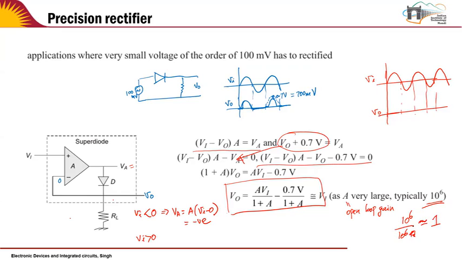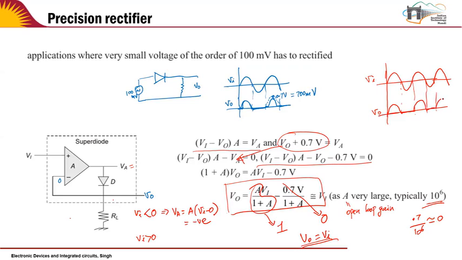And what happens to the other number, 0.7? 0.7 divided by 1 million is also approximately equal to 0. So this term tends to 0 and A over 1 plus A tends to 1. That means Vo is equal to Vi, right? So this is a precision rectifier. This relationship holds for the positive side. When I have the positive signal, Vo is equal to Vi. In the negative side, 0.